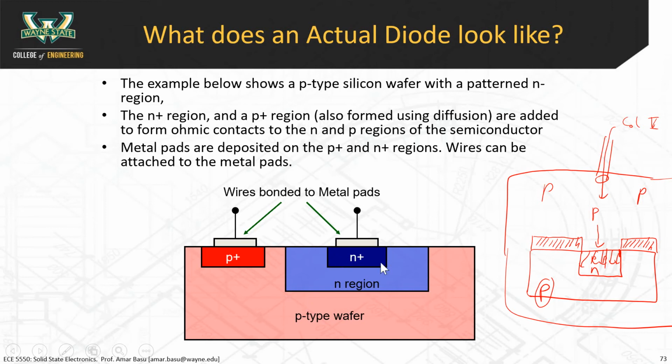And within there, you can do another diffusion step and create an n+ region, which is basically a very highly doped n-type material. And then here you can do a third diffusion step and create a highly doped p-type material just within this region. So by doing that, yeah. Two things. This is on the nanometer scale, right? Yeah. Oh yeah, micrometer scale.